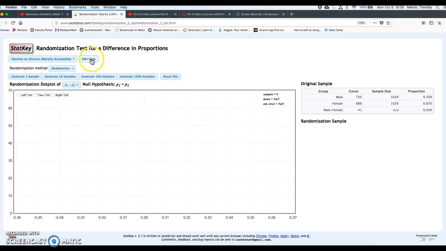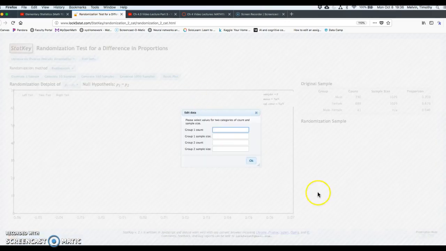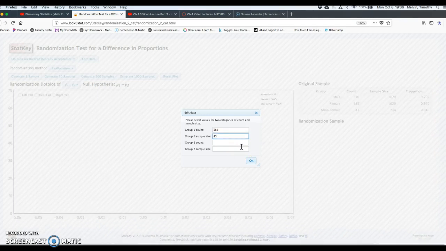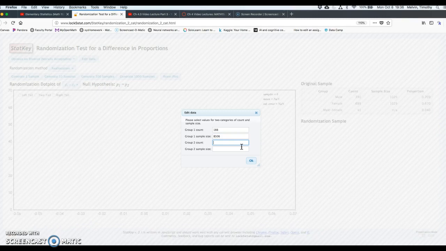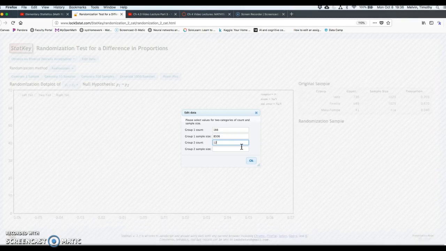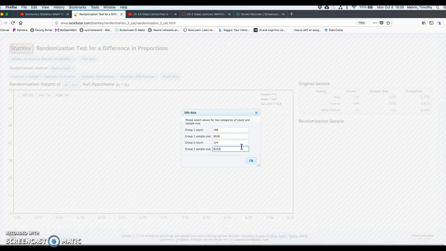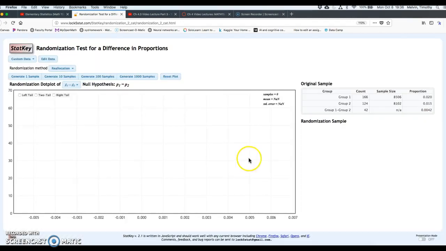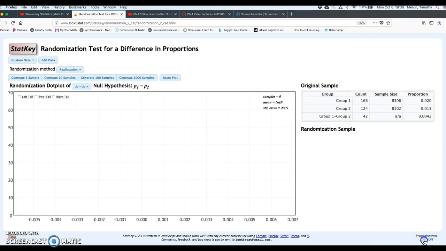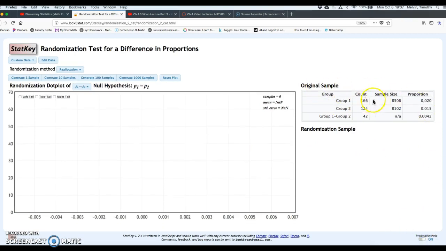The first thing I'm going to do is edit the data for the 2 proportions. I have group 1, that was 166 out of 8,506. And group 2 was 124 out of 8,102. Click OK. So right here on the right-hand side, we get the original sample, the two different groups, the two proportions that got breast cancer, and the difference, 0.0042.